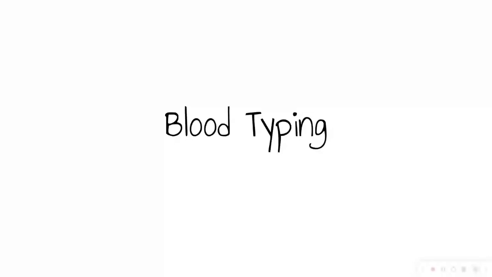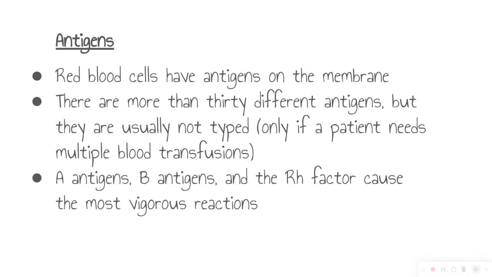In this video, we're going to take a look at blood typing, and there are a few things we need to understand before we can actually talk about blood typing itself. So first, let's talk about antigens. Red blood cells are going to have these things called antigens on the cell membrane. So we have our red blood cell right here, and these antigens are kind of sticking off the cell membrane, and they're going to kind of identify what the cell is.